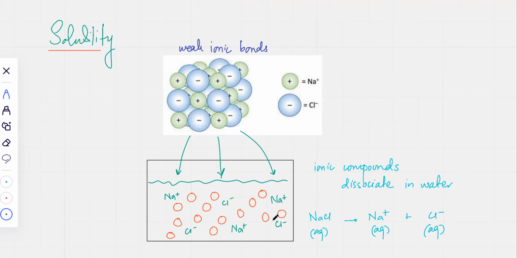So weak ionic bonds or a weak ionic lattice dissolve easily. You can even lightly stir your spoon and the ions will all get scattered. Okay? Afan, is this clear?